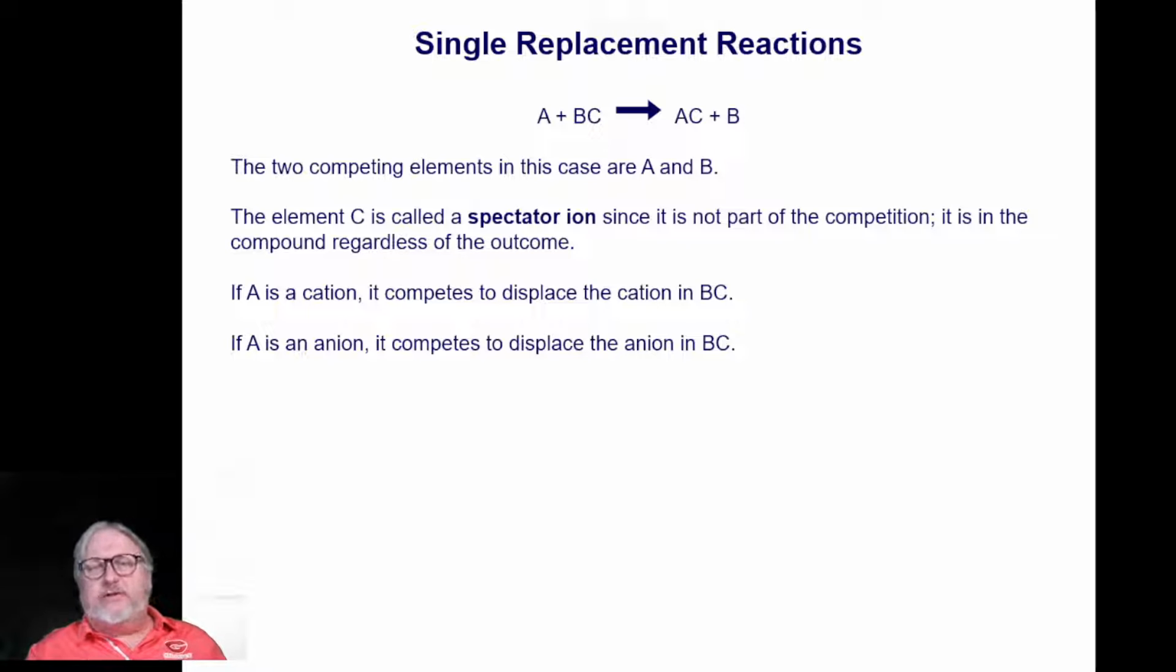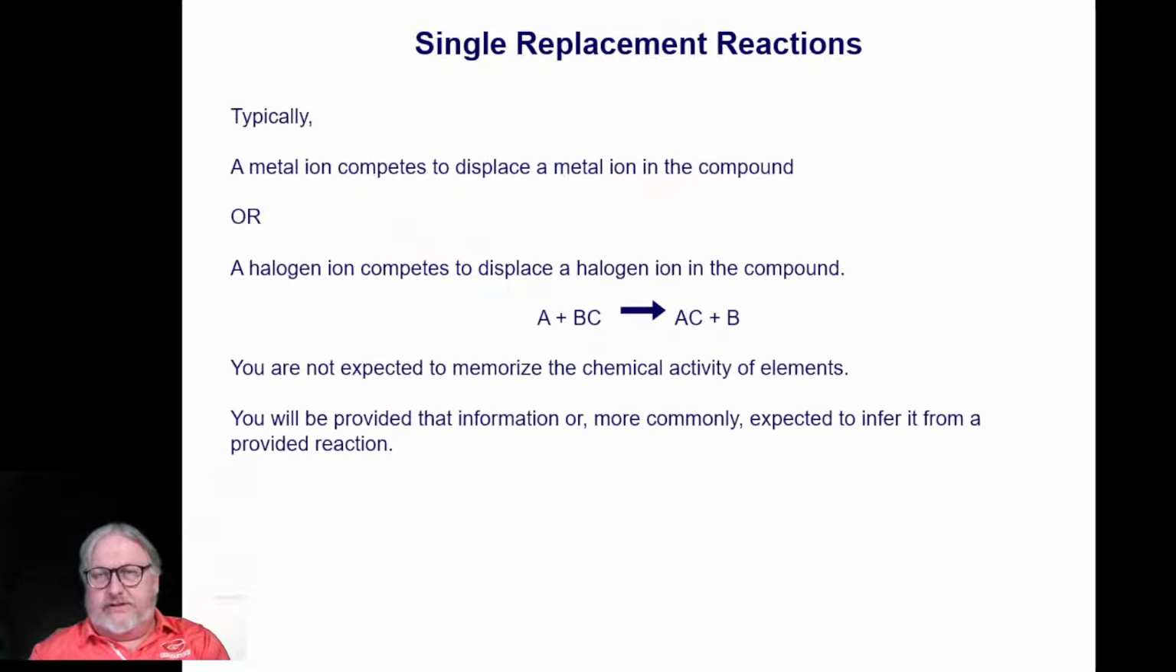So these two elements are competing, okay? In this case, it's going to be A and B. The element C is what we call a spectator ion, since it's really not part of the competition. It's in the compound regardless of the outcome. It's on the reactant side and on the product side. So if A is a cation, it's going to displace the cation in BC. If A is an anion, it's going to displace the anion in BC.